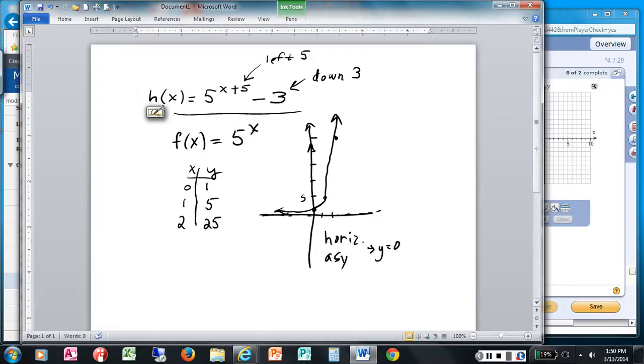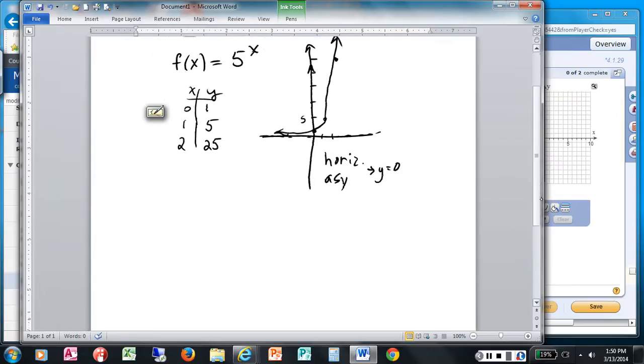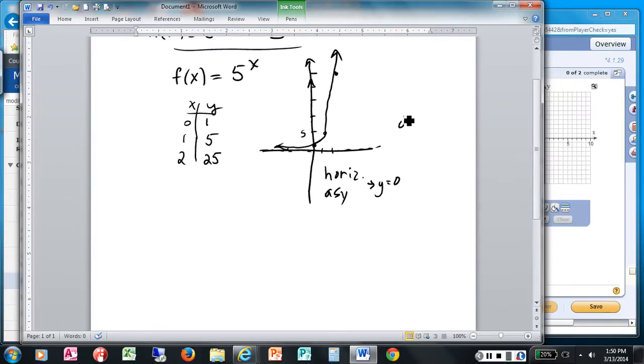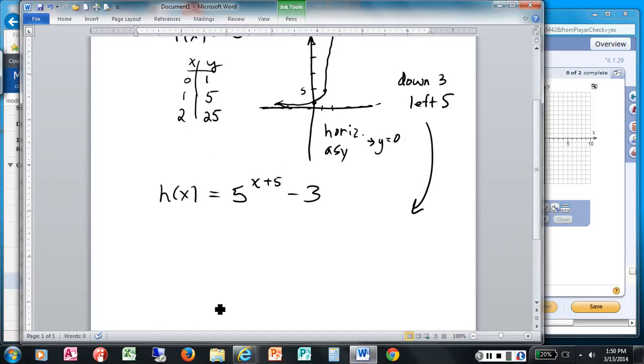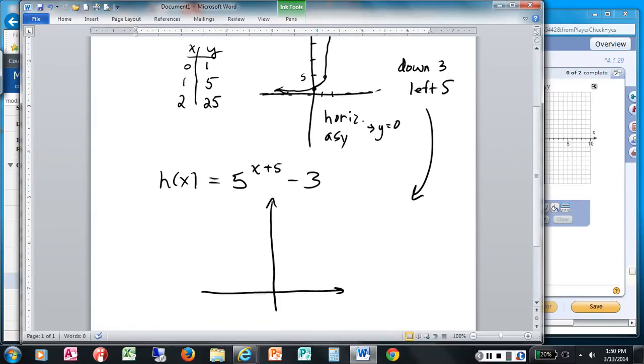Now, in particular, what that means is I want to take this down 3 and to the left 5 to get the graph here of h of x equals 5 to the x plus 5 minus 3. Okay? All right. So if I do that, here is what happens. These points, down 3, to the left 5.